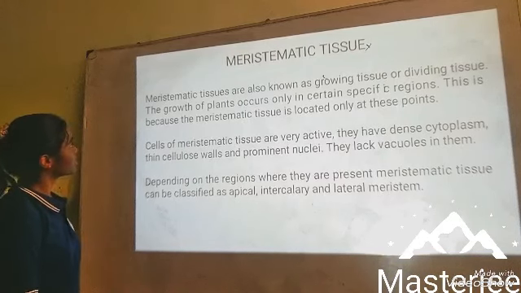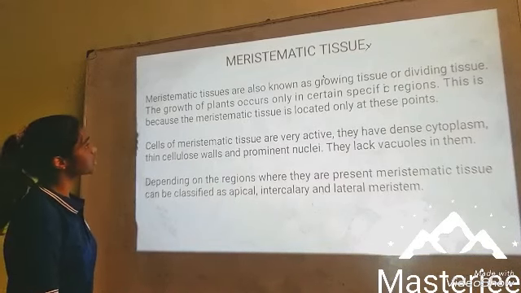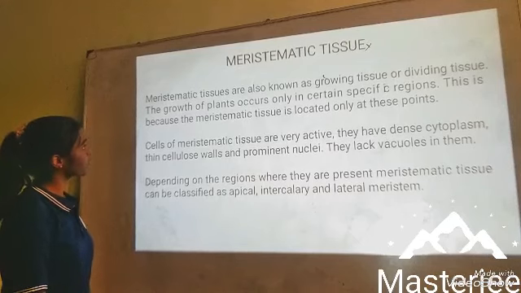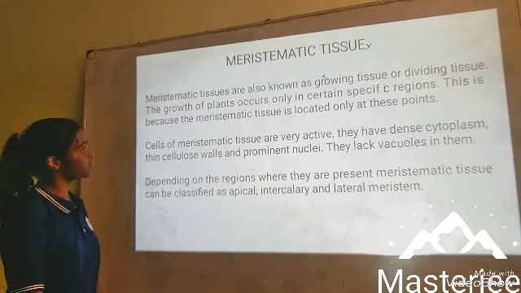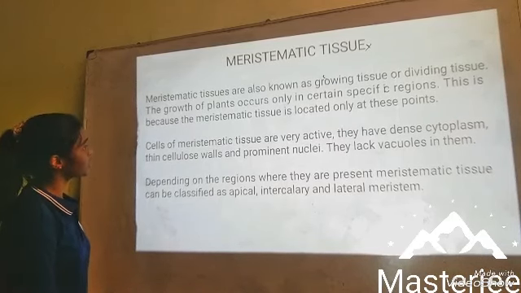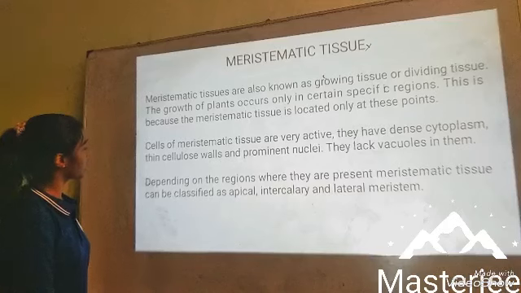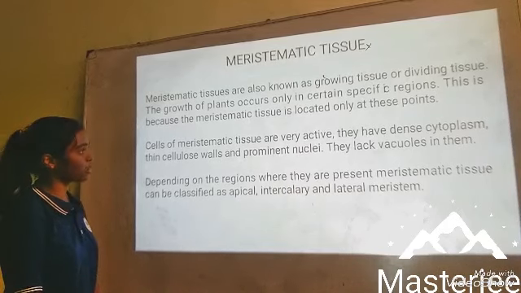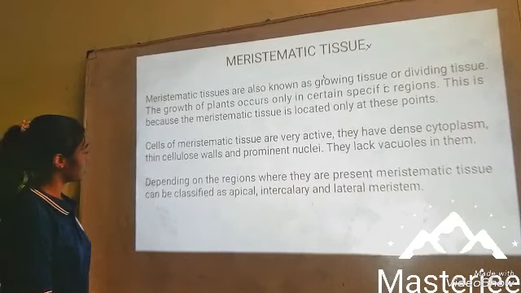Meristematic tissue. Meristematic tissues are also known as growing tissues or dividing tissues. The growth of plants occurs only in certain specific regions. This is because the meristematic tissue is located only at these points. Cells of meristematic tissue are very active. They have dense cytoplasm, thin cellulose walls and prominent nuclei. They lack vacuoles.